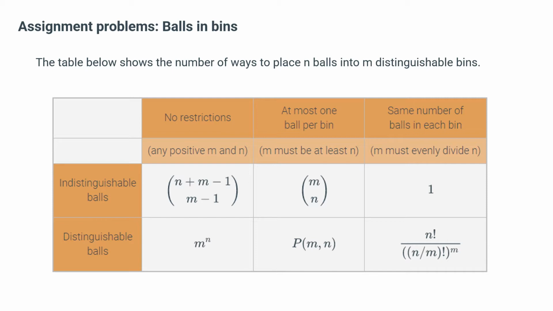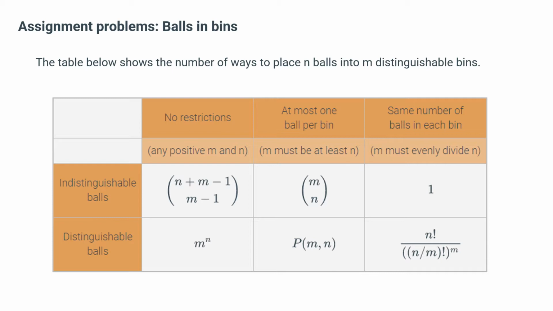Over on the left, you see there are two rows that are labeled. One is indistinguishable balls and the other is distinguishable ones. So we have different scenarios for that. Across the top, there are some kinds of restrictions on the number of balls in a bin. The first column is headed no restrictions. The second one is at most one ball per bin. And the third column is the same number of balls in each bin. As you can see, there are a lot of categories.